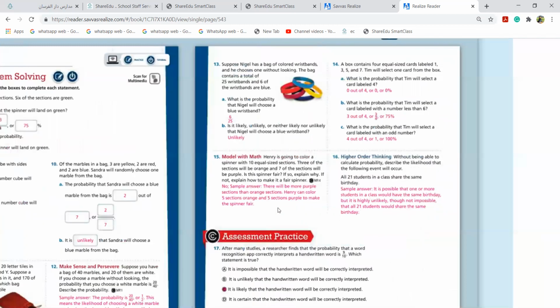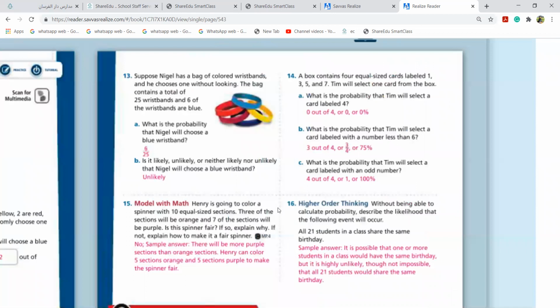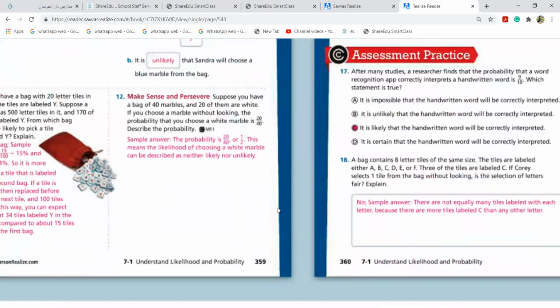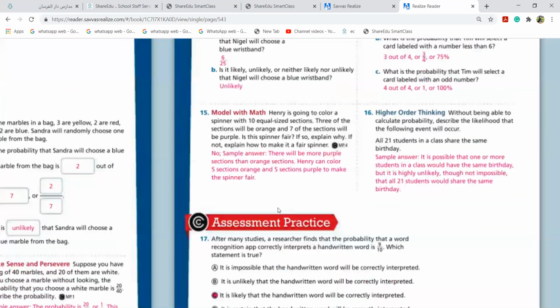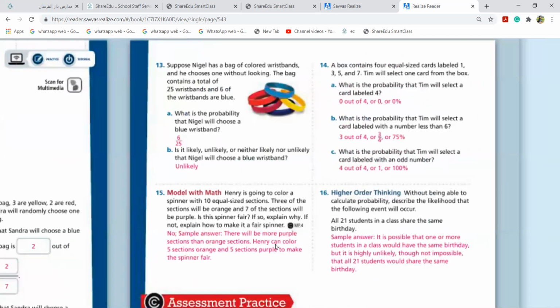Now, there was a homework I have given you. Question number 13, I guess. I don't know whether you have done it or not. Now, come here.